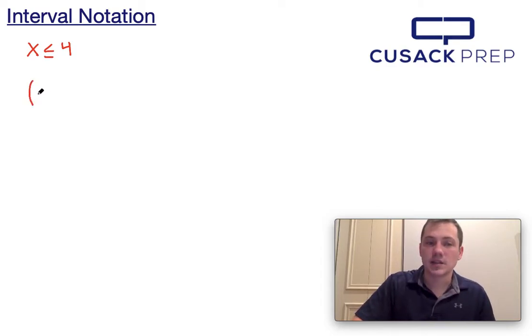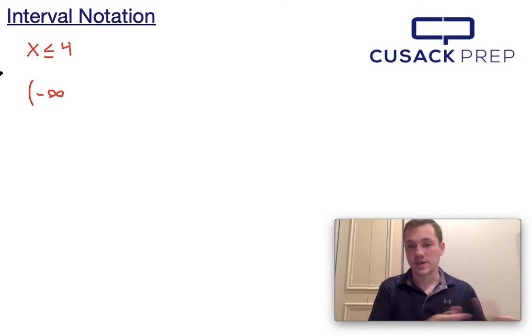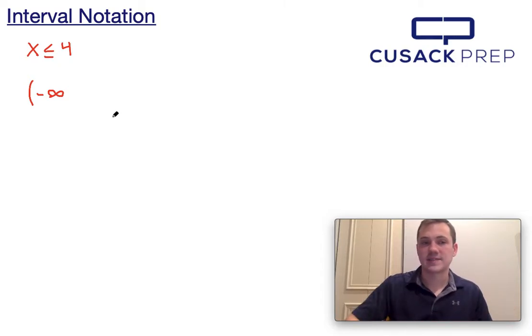And since the lowest possible value that x can be is -infinity, we start with that. We start with the lowest value on the left side, and it can go all the way up until we reach 4. Now, for 4, we need to put a bracket. So parentheses and infinity always go together, or -infinity. But why did we use a bracket here? Well, we used a bracket because it was less than or equal to.